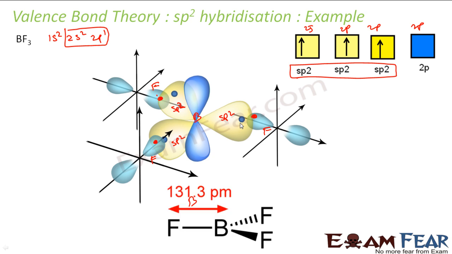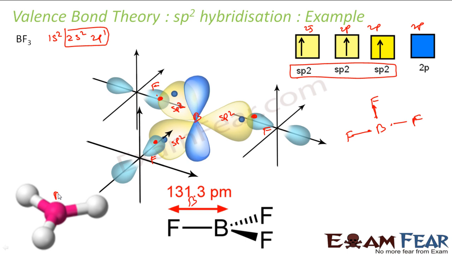And the shape which we see for BF3 experimentally is trigonal planar. The same thing we can prove using VSEPR theory also. If you see, this is my boron, which has 3 electrons in the outermost shell, and it has 3 fluorines. So it is a molecule which has 3 bond pairs and zero lone pairs, so it is trigonal planar, right? So according to VSEPR also, this is my blue boron, these are 3 fluorines, and there is no lone pair on the boron, so it gets the trigonal planar shape.